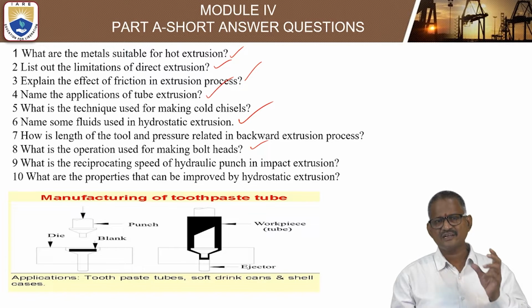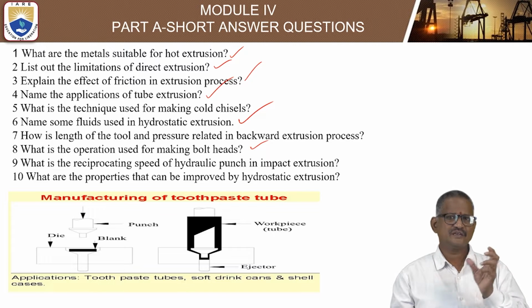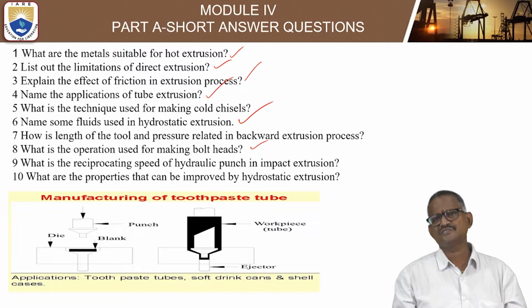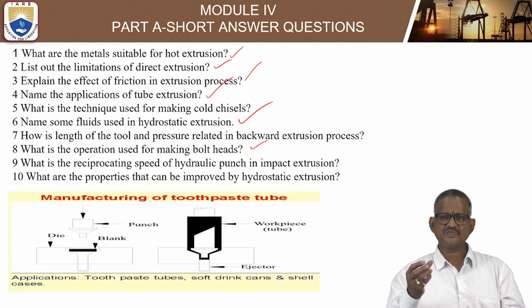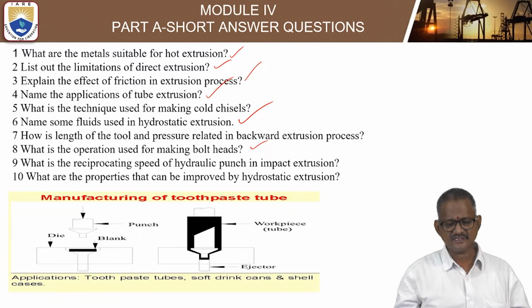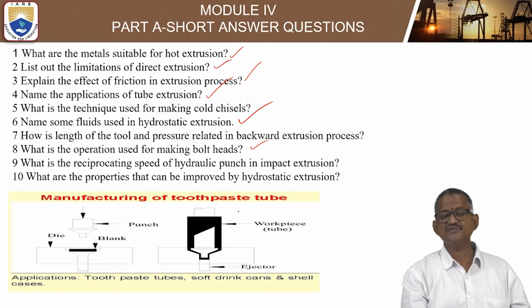And what are the parameters of the hydraulic punch, how much speed, in impact extrusion. Generally, toothpaste tubes are made by impact extrusion. All the Colgate, Close Up toothpaste tubes are made by the impact extrusion process. The general principle: you can see how a toothpaste tube is manufactured with the impact extrusion process.